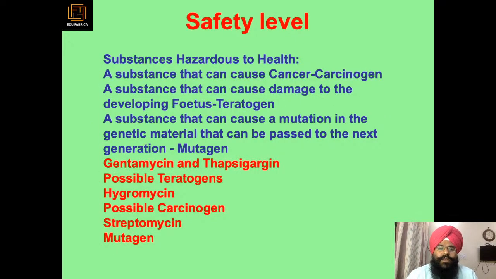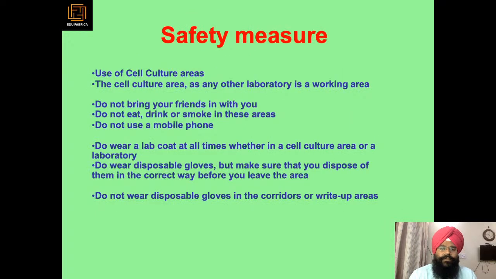Safety level: substances hazardous to health, substances that can cause cancer (carcinogens), substances that can cause damage to the developing fetus, substances that can cause mutations in the genetic material. They have to be avoided, such as gentamicin, thapsigargin, possible teratogens, hygromycin, possible carcinogens, streptomycin, mutagens. So we have to not bring them into our cell culture techniques. Some safety measures have to be maintained.